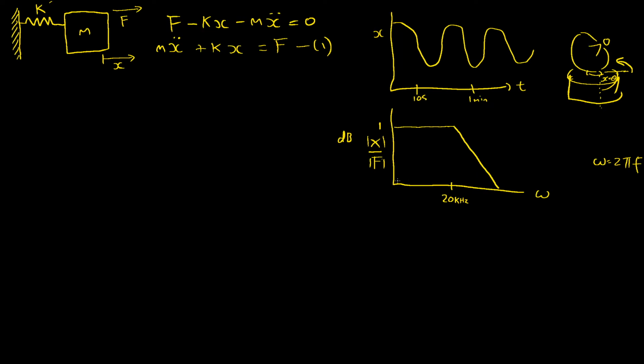A high-pass filter, conversely, would attenuate below 20 kilohertz and pass things beyond. And this doesn't have to be 1, this could amplify in that range or attenuate. That's totally fine, but these would be high and low pass filters.